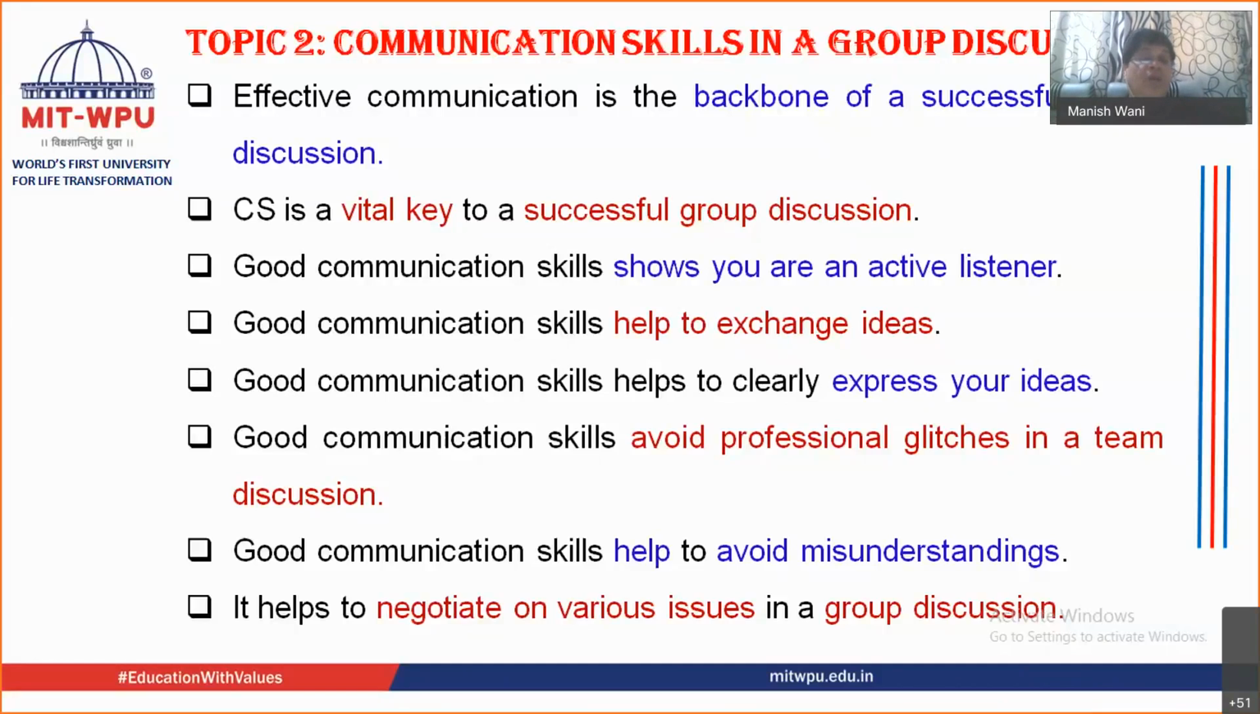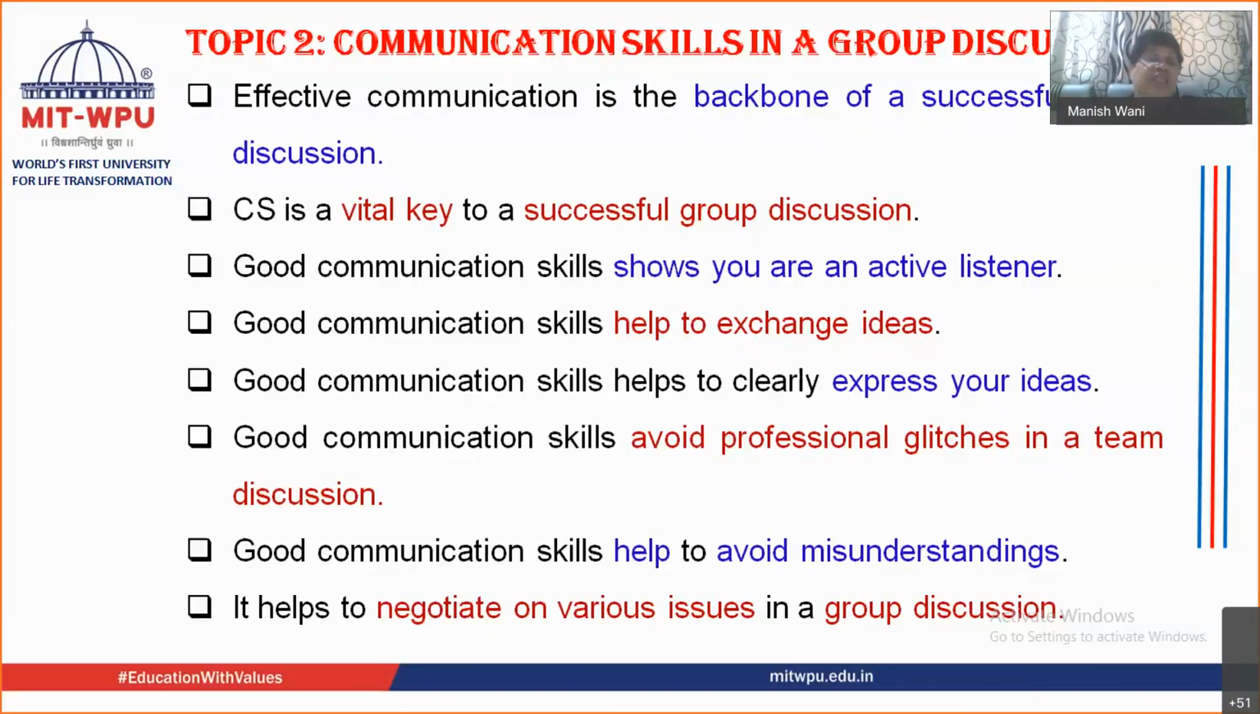Many a time, most group discussions happen in English. Many students, or many of us, are from vernacular medium, so we have a phobia of English. First of all, we don't speak. Or many a time, if we try to speak and words get twisted here and there, the other person may misunderstand you during a group discussion. So with good communication skill, these professional glitches are avoided.